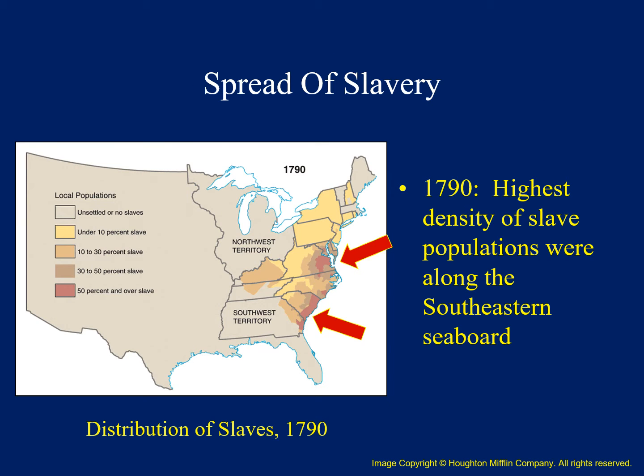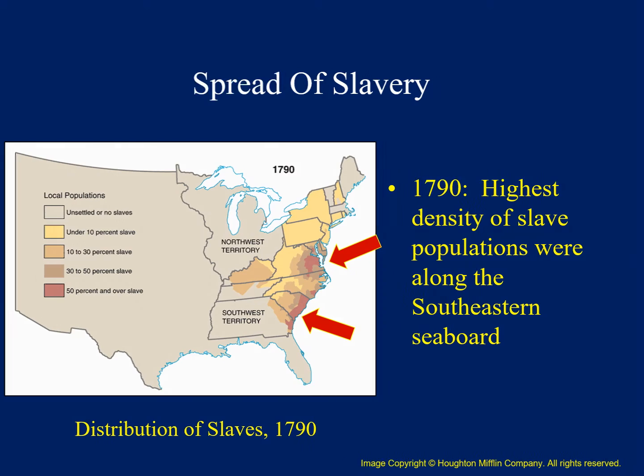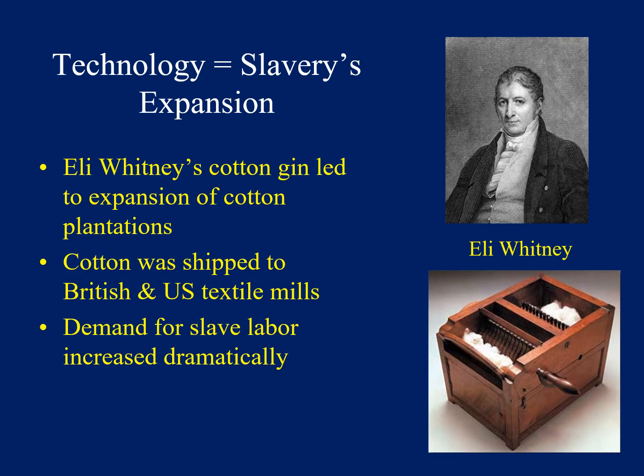One of the things we see about slavery is that it spread throughout the U.S. territories. In 1790, most slaves were living along the southeastern seaboard of the United States, where the arrows are pointing here. Over the years, slavery expanded for a range of reasons. Probably the most important factor was a new piece of technology perfected by a guy named Eli Whitney. He perfected a cheap and easy cotton gin that separated the seeds of the cotton from the cotton itself.